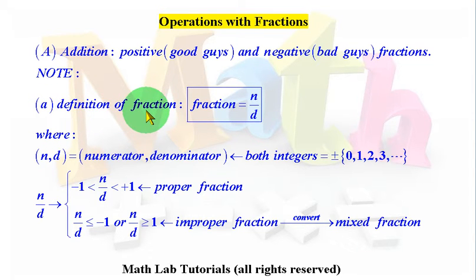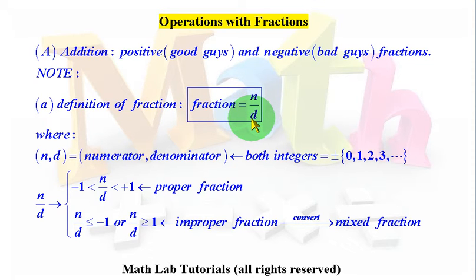Formal definition of a fraction. A fraction is of the form n over d. N is called the numerator and d is called the denominator, where both n and d are integers. And you'll recall that integers are plus minus 0, 1, 2, 3, etc. So in other words, a fraction is an integer divided by another integer. And that's what constitutes a fraction.